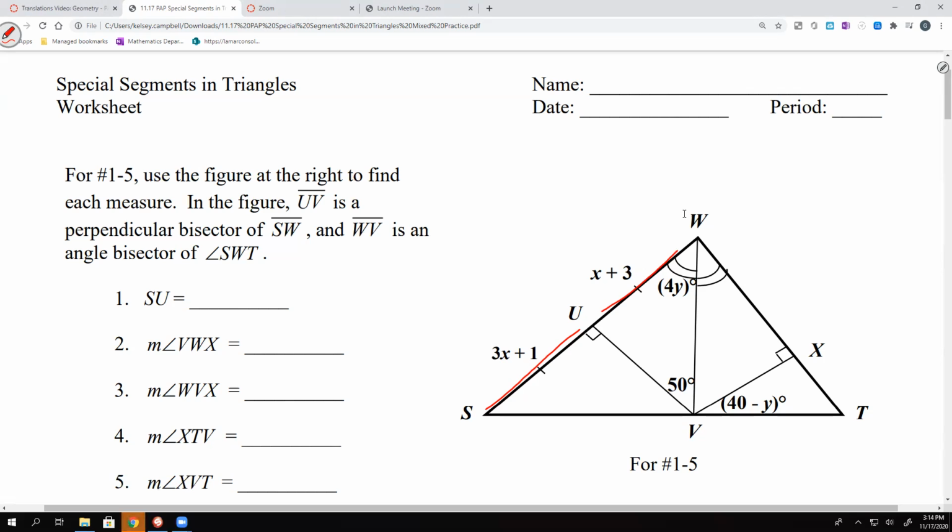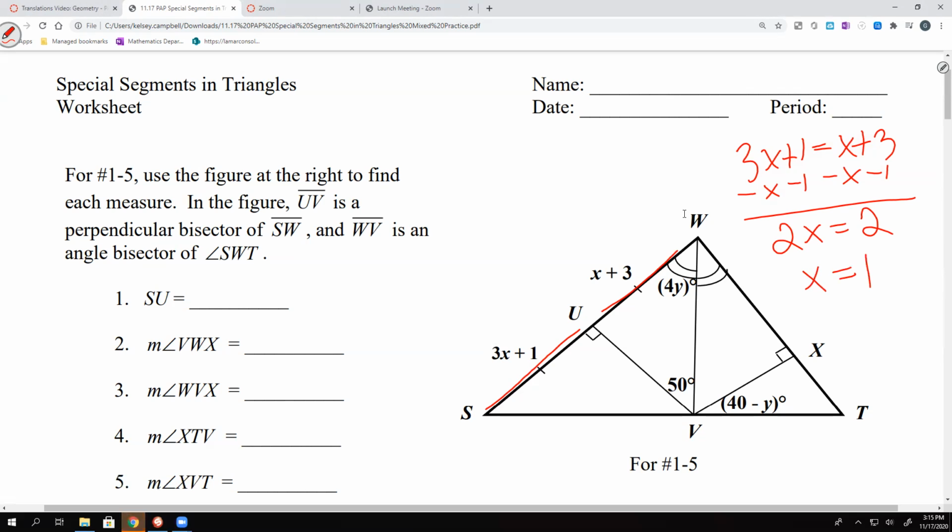Yes, you set them equal, because they're congruent, so they're equal. All right, just subtract. So 2x is 2, so x is 1, but we don't want just x, right? We want to plug in. So 3 times 1 plus 1 is indeed 4. All right, so very good.